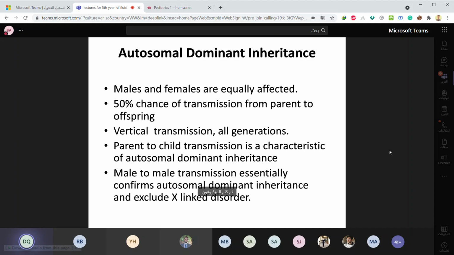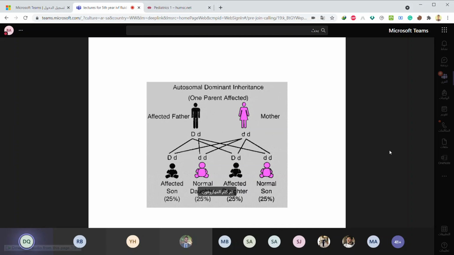Males and females are equally affected, with a 50% chance of transmission from parent to offspring, and vertical transmission in all generations. Parent-to-child transmission is a characteristic of autosomal dominant inheritance. Male-to-male transmission essentially confirms autosomal dominant inheritance and excludes X-linked. That's why the family pedigree is very helpful to know the pattern of inheritance.